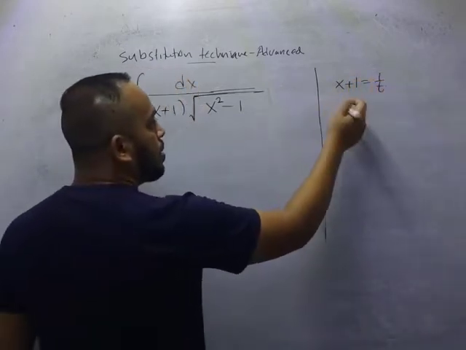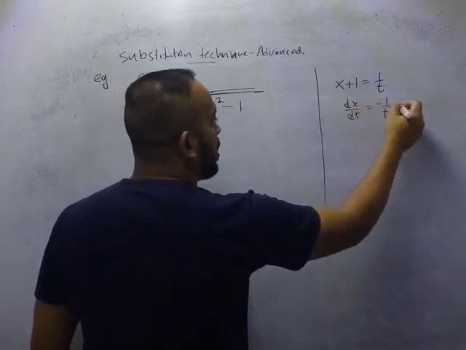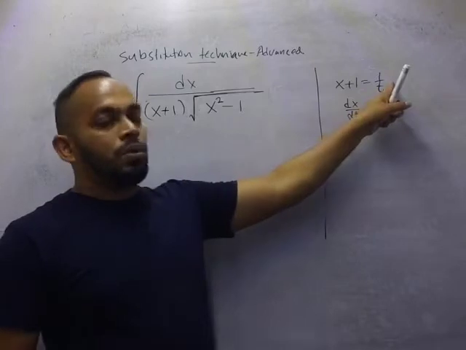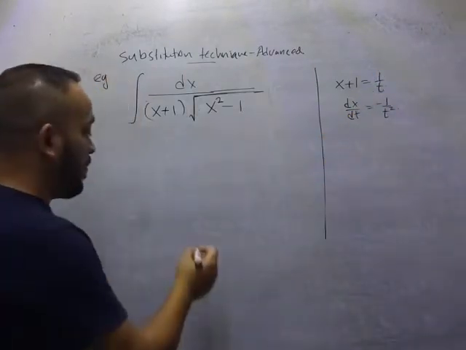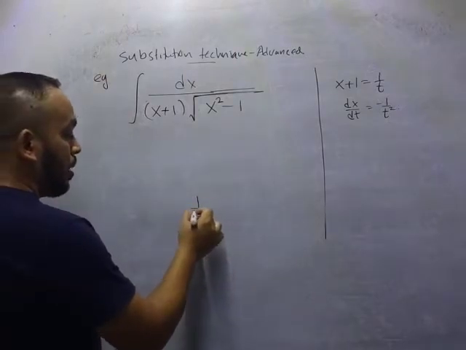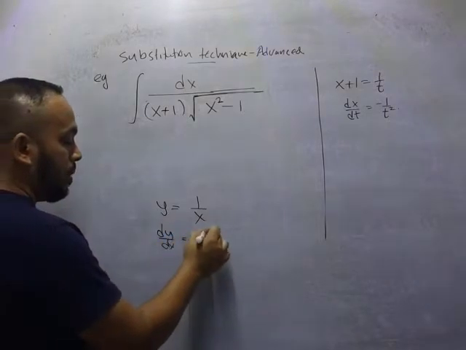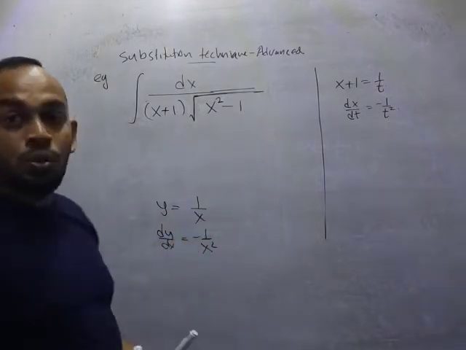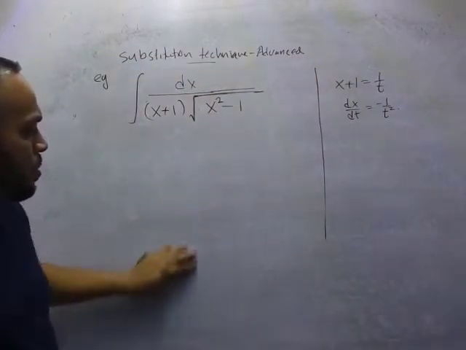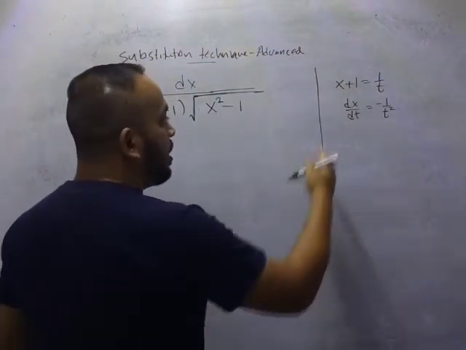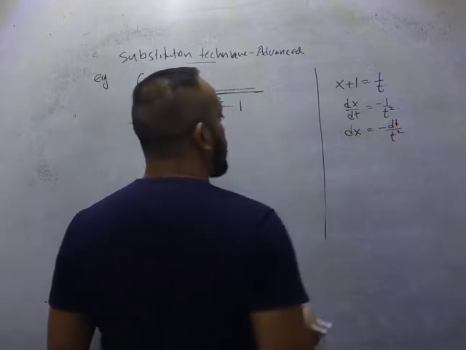In that case, dx by dt equals minus 1 over t squared. When you differentiate 1 over t, you get minus 1 over t square. For example, if you differentiate 1 over x, let's say y equals 1 over x, dy by dx is minus 1 over x square. You can use the quotient rule and see. Then dx can be replaced by minus dt over t square.